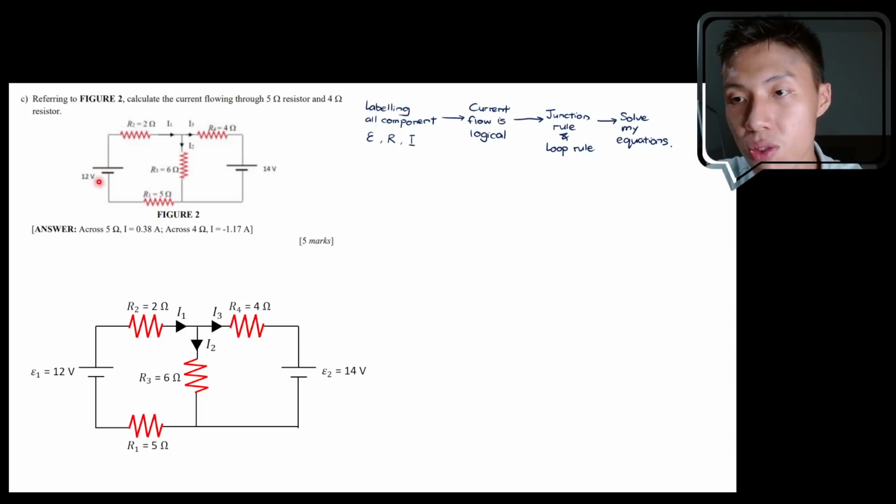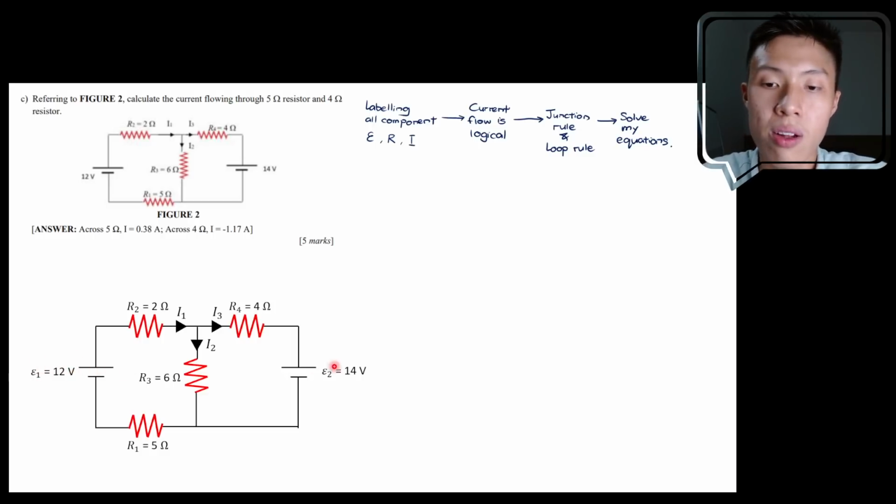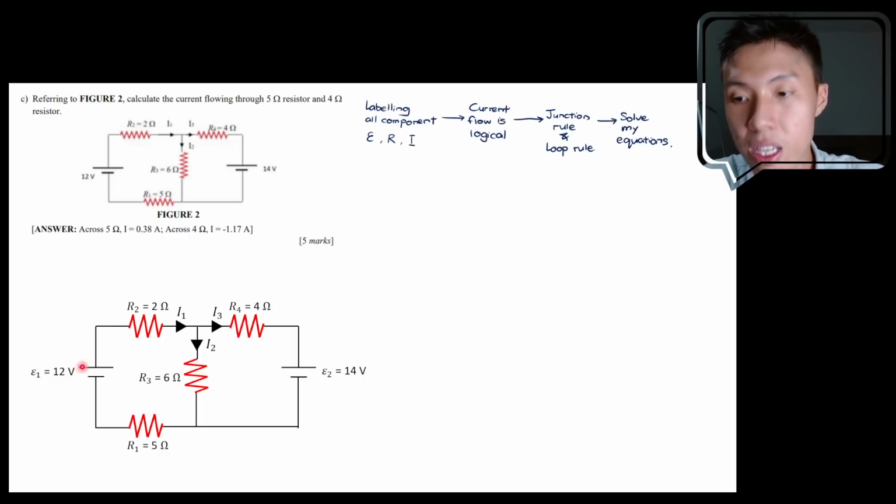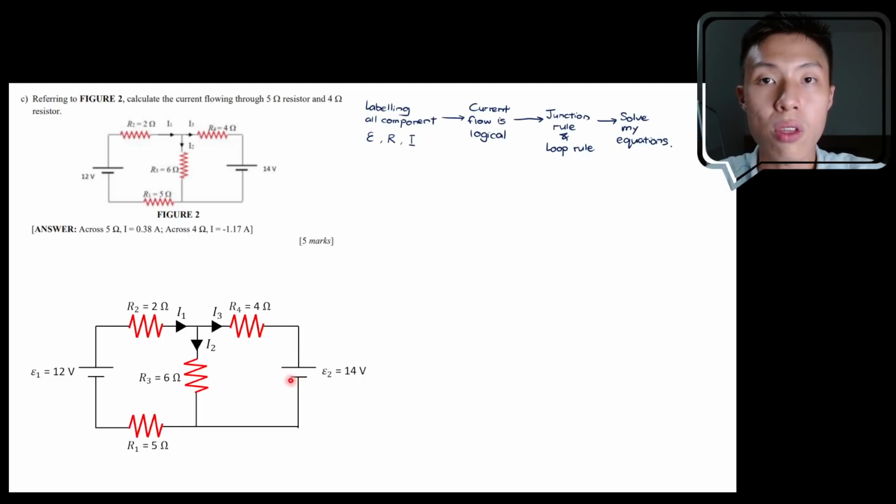In this case, you can see that in the diagram given in the question, they don't give names to the 12 volt battery, and they don't give names to the 14 volt battery. So what do you do? You give them names by labeling one as epsilon 1 to show that this is battery 1. Then this one is battery 2, you label it epsilon 2. If there are two batteries, you give them two different names: one is epsilon 1, one is epsilon 2.